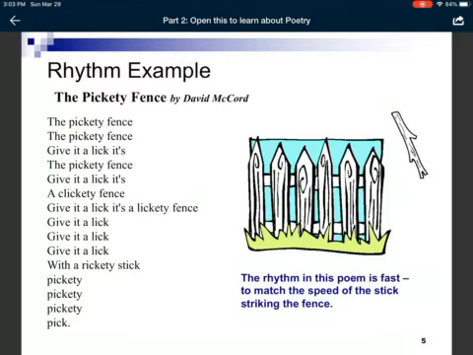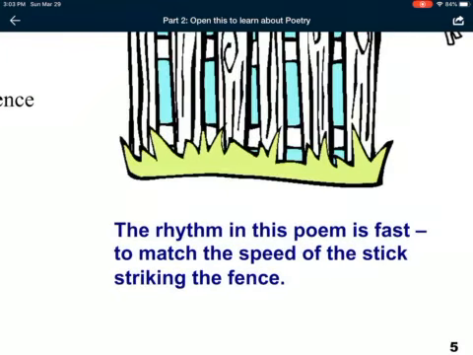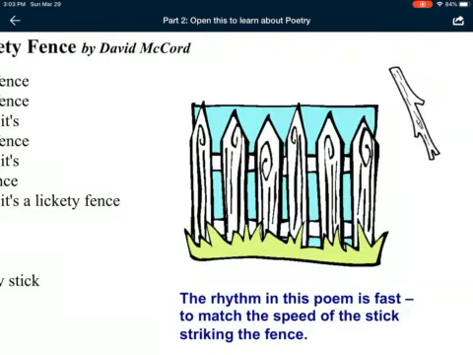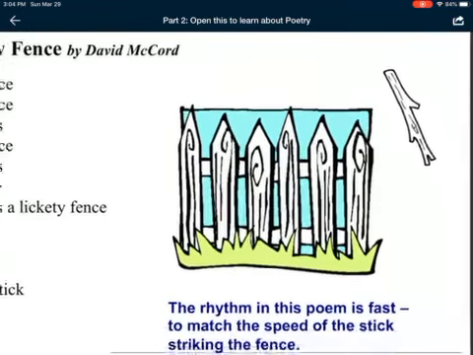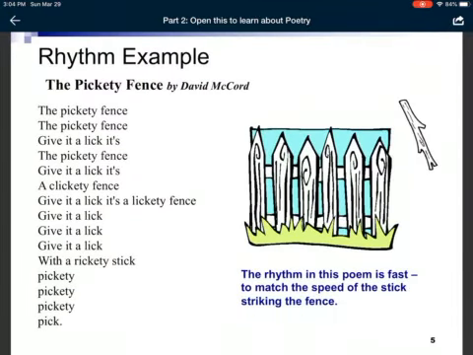So this is called The Picket Fence. It's by David McCord. You can see here the rhythm in this poem is fast to match the speed of the stick striking the fence. So they have a picket fence here, and you have a picture of a stick. Maybe you have done this before, or seen it in a movie or cartoon or TV show, somebody holding a stick and walking by and letting the stick hit each of the pickets, the pieces of that fence. So I'm going to try to read it in that rhythm.